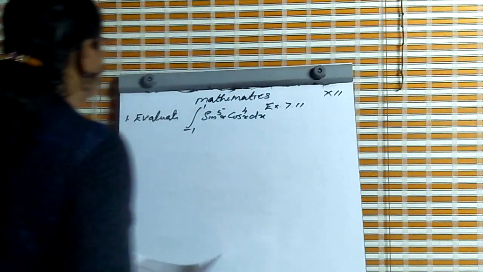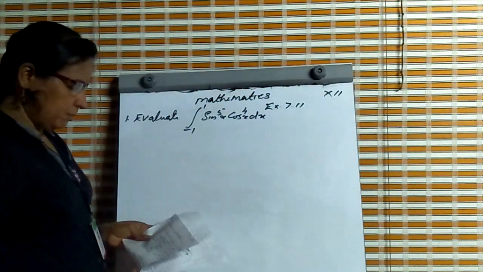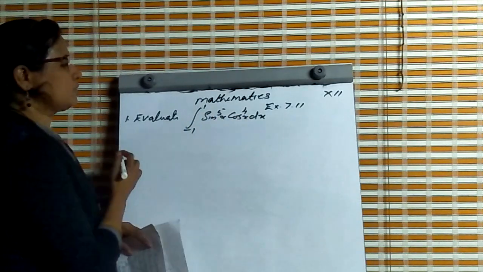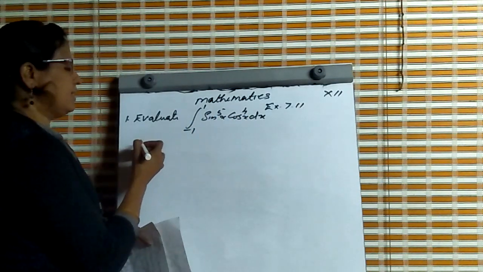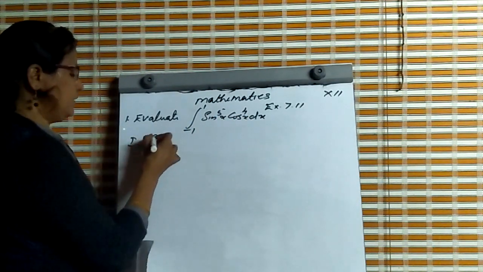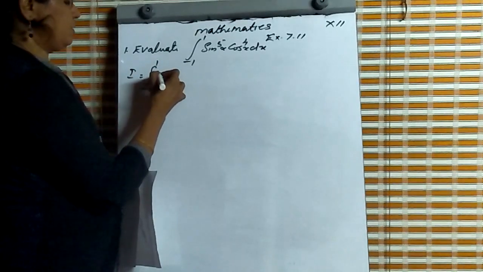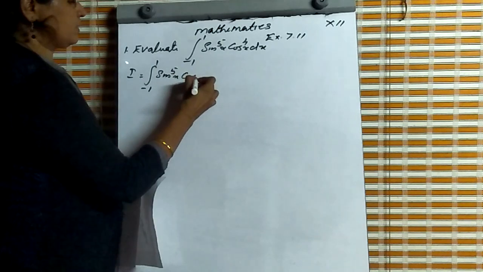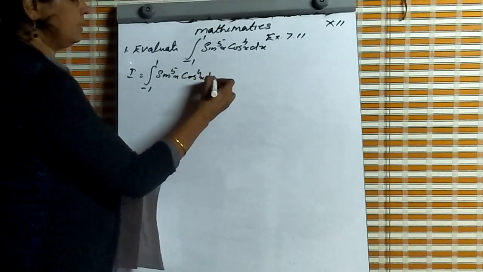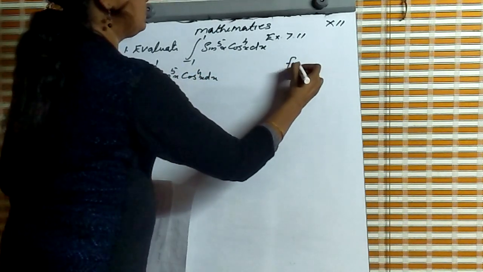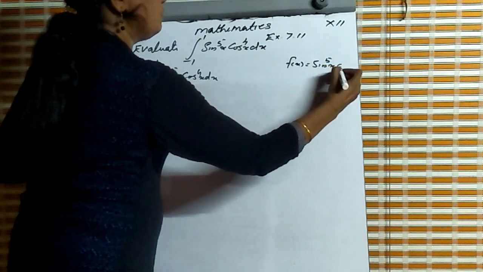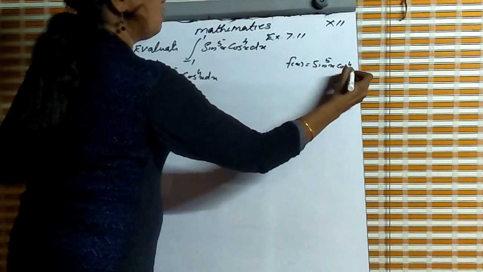Listen. First question: evaluate the integral from minus 1 to 1 of sin^5 x cos^4 x dx. I is equal to the integral from minus 1 to 1 of sin^5 x cos^4 x dx. Here our f(x) is equal to sin^5 x cos^4 x.